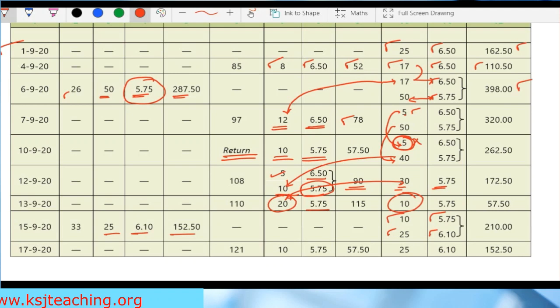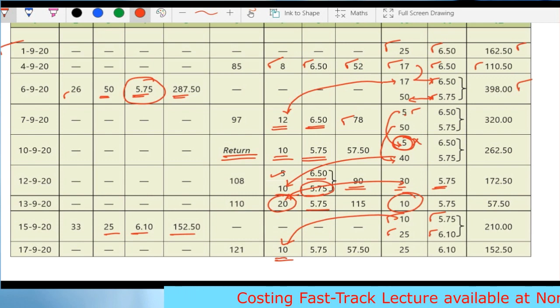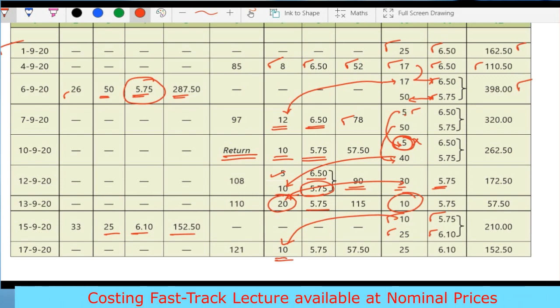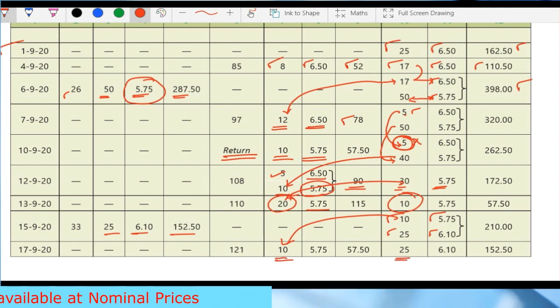On the 17th, issue requisition 10 units. Now what will happen, sir? Which stock will you utilize first? Sir, the first in, first out. This stock will be utilized first because this stock was lying earlier than these 25 units. Clear? So the remaining is 25 units of 6.10, right?